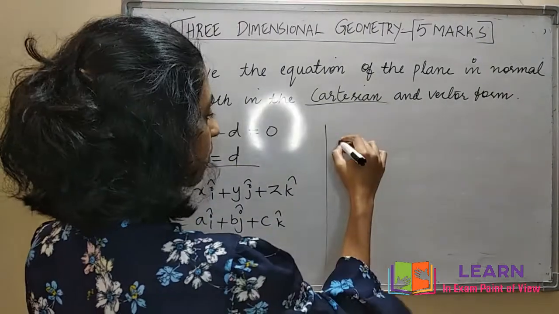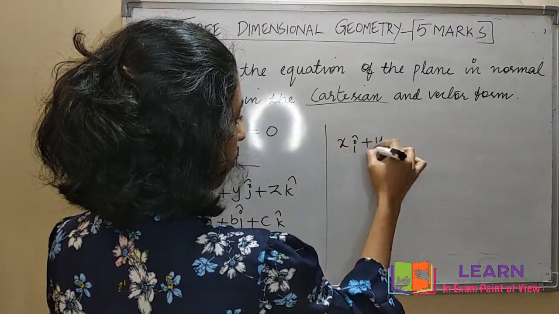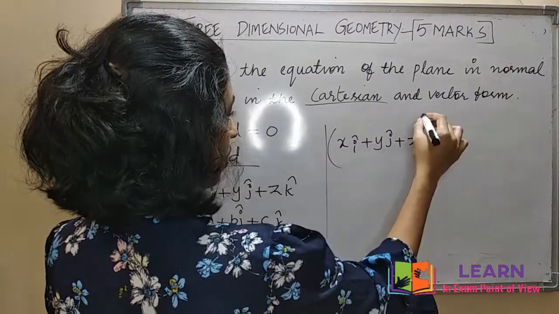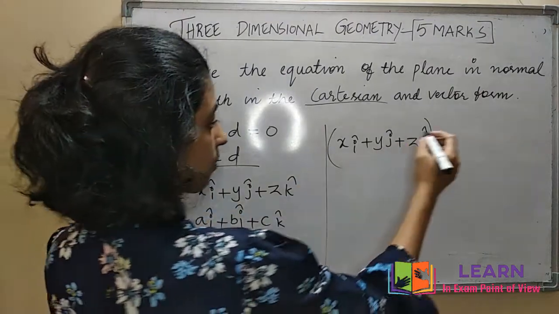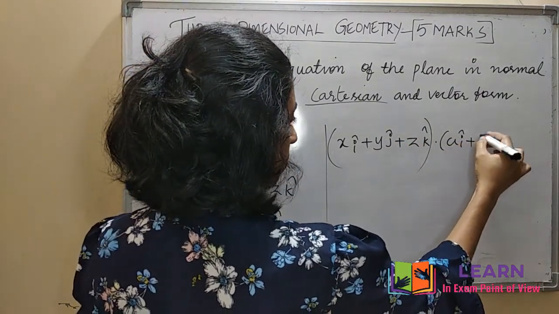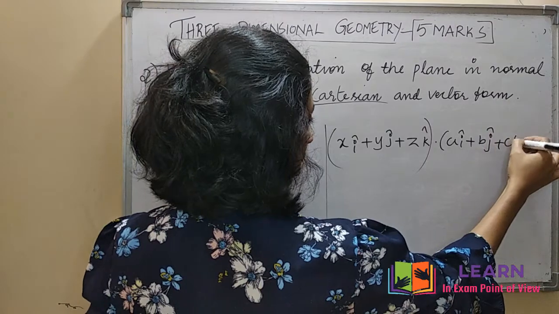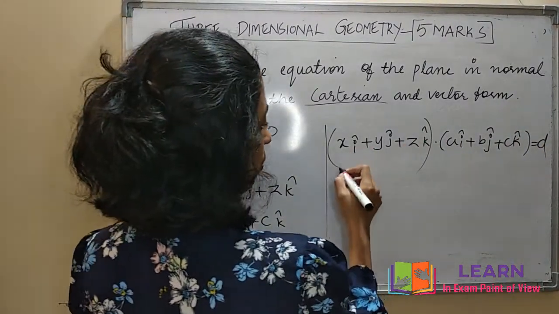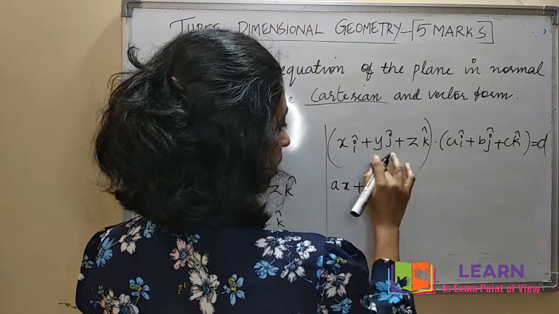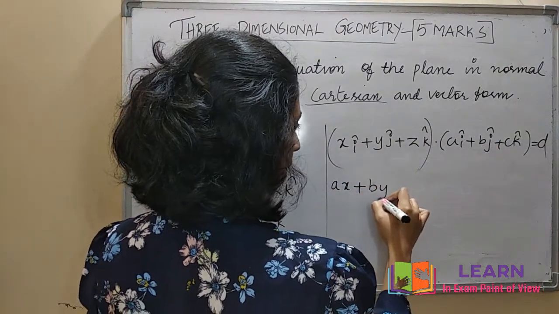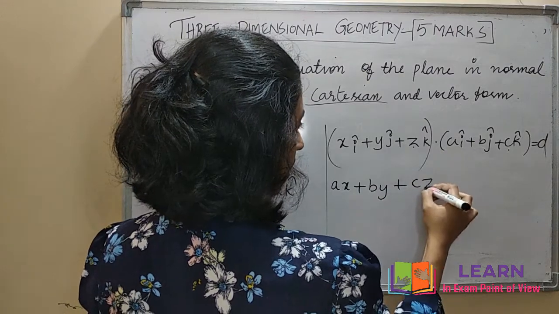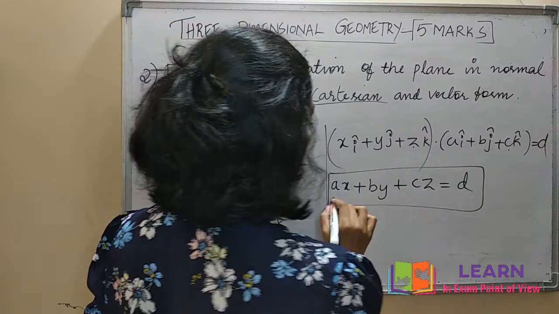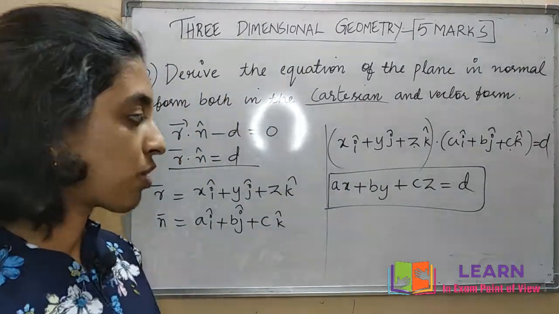So you will get (xi plus yj plus zk) dot (ai plus bj plus ck) equal to d. Taking the dot product, ax plus by plus cz equals d. So this will be the Cartesian form of the equation of the plane.